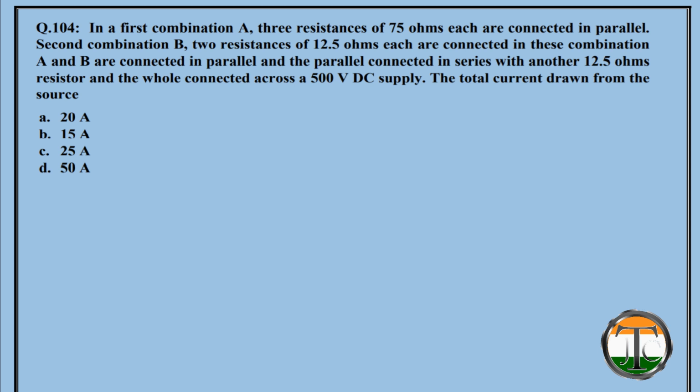In the first combination A, three resistances of 75 ohm each are connected in parallel. In the second combination B, two resistances of 12.5 ohms each are connected in series. A and B are connected in parallel, and this parallel combination is connected in series with another 12.5 ohm resistor, and the whole is connected across a 500 volt DC supply. The total current drawn from the source is: option A, 20 ampere; option B, 15 ampere; option C, 25 ampere; option D, 50 ampere.